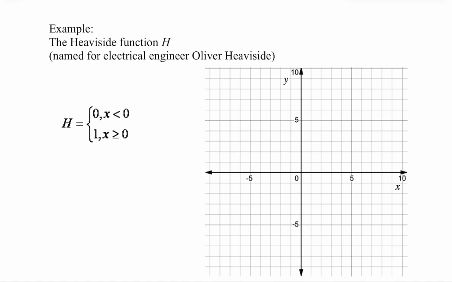So this function is 0 for anything less than 0. So it would look initially like that. And then it's 1 for everything that's greater than or equal to 0.